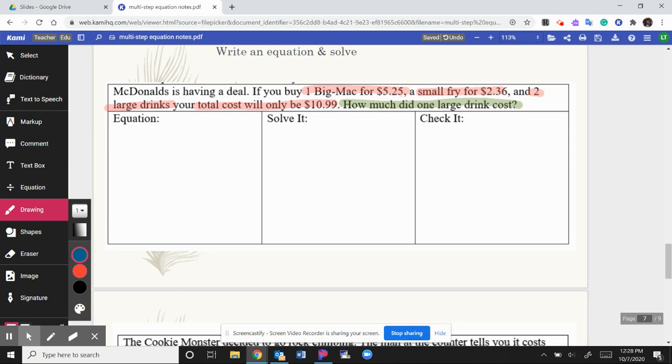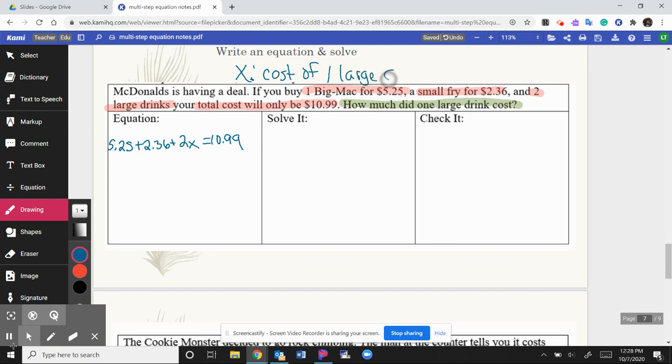So let's start with an equation. We know that we have a total. Our total here is $10.99. And looking, we have a Big Mac for $5.25. We have a small fry for $1.36, and then we have 2 large drinks. We're trying to find how much one large drink costs. So we define our variable here as the cost of 1 large drink. Okay, so this is our equation.